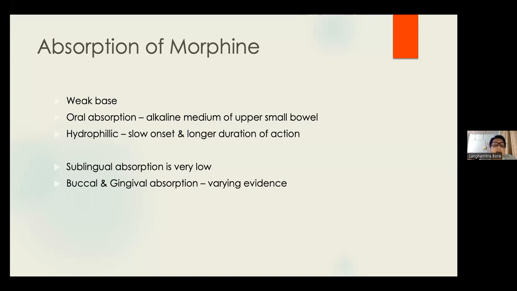Since there is no evidence of buccal or gingival absorption, we generally do not administer or advise morphine sublingually. Many people think that sublingually it will be absorbed, but sublingual absorption is very, very low. So we do not do that. It is easily absorbed from the upper small bowel.